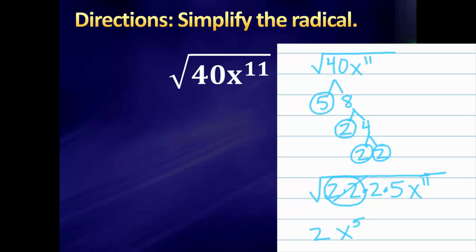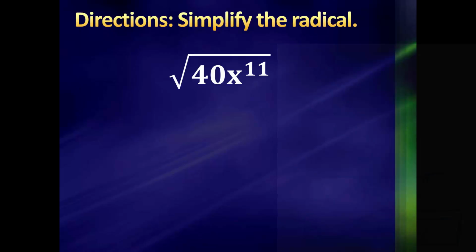So now, let's take our radical, and what's left? We have 2 times 5, which is 10. And before we took out, how many times did 2 go into it evenly? We said 5, but there's still 1 x left. So that would be my final answer here.